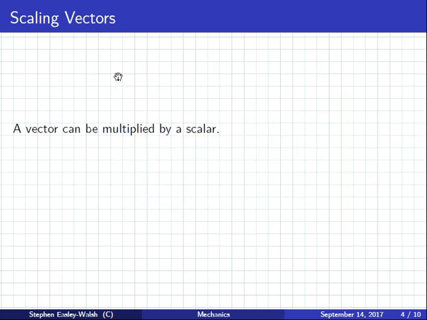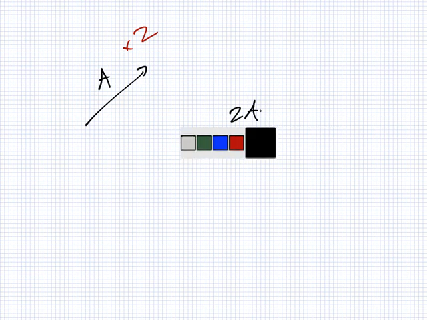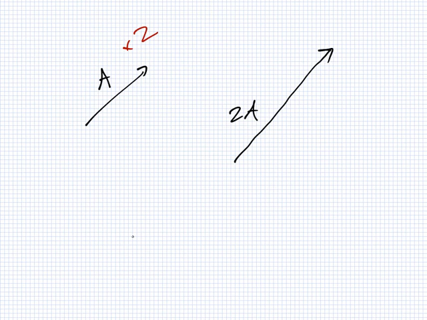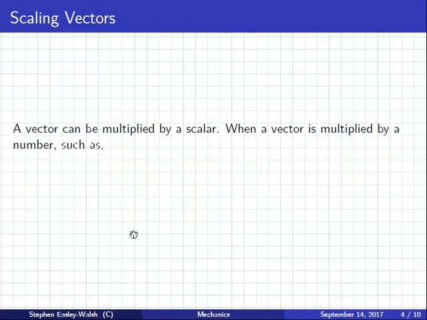Okay. You can multiply a vector by a scalar. When a vector is multiplied by a number, what do you think happens? So let's say, for example, I have the vector A, and I want to multiply it by 2 to make 2A. What happens to the vector? Yeah, it doubles in length, twice as long. What about half A? Shrinks. Minus A. Backwards, yeah.